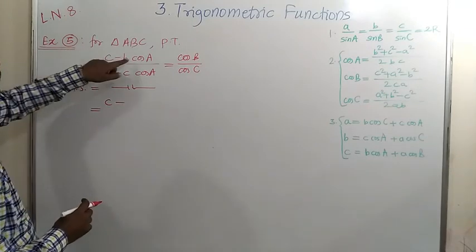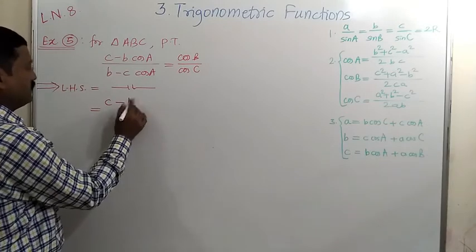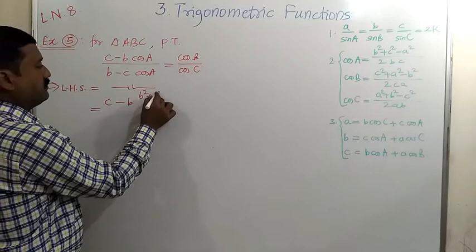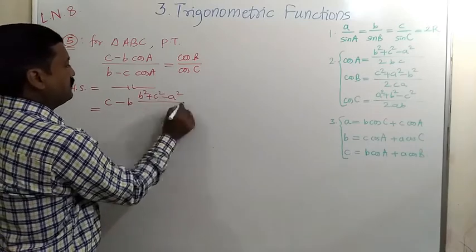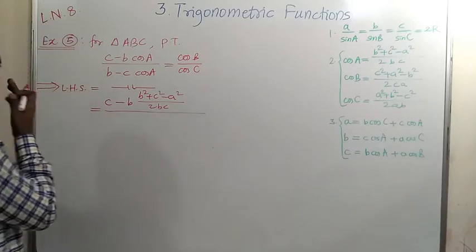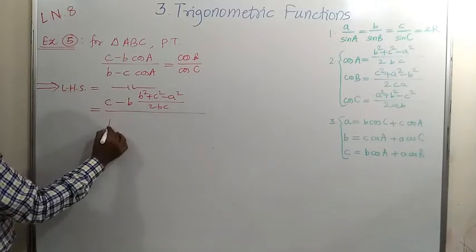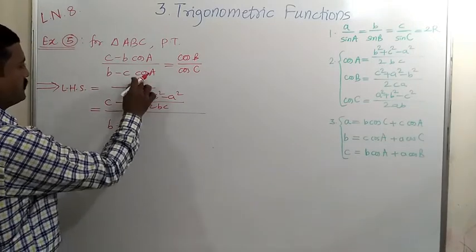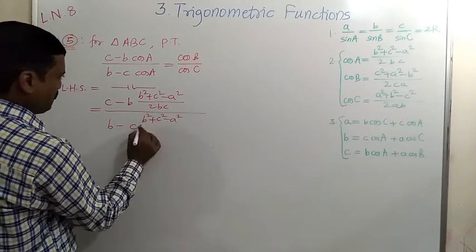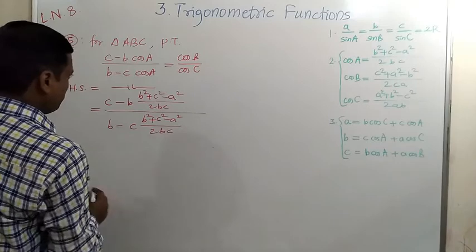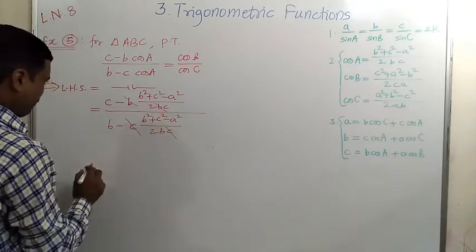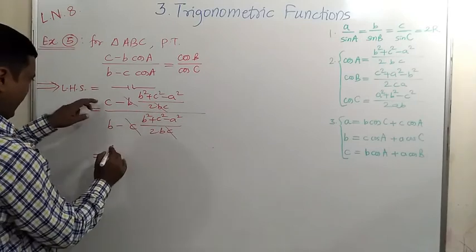minus B cos A. What is cos A? Cos A is B square plus C square minus A square upon twice BC. Whole divided by B minus C into cos A. Cos A is B square plus C square minus A square upon twice BC. Here B gets cancelled. Here C gets cancelled. So remains here C.